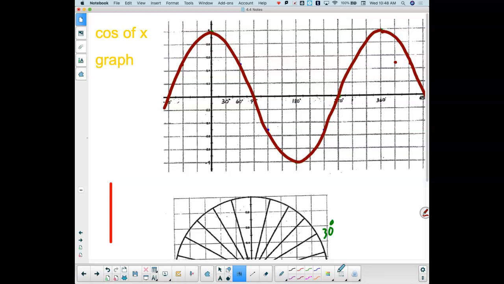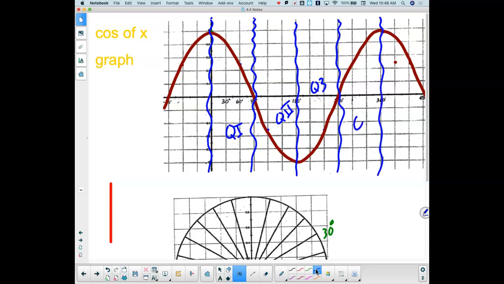So if you're looking at quadrants here, this is quadrant number 1. This is quadrant number 2. This is quadrant number 3. And this is quadrant number 4. Then this is back to quadrant number 1.